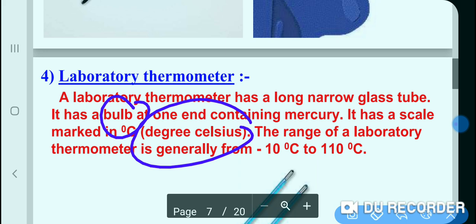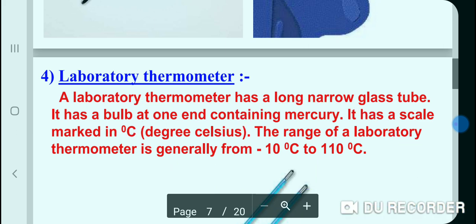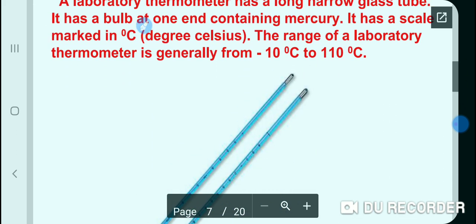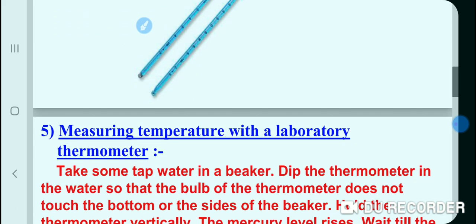The range of a laboratory thermometer is generally minus 10 degrees Celsius to 110 degrees Celsius. That means it can measure the temperature of an object which is as low as minus 10 degrees Celsius, and it can also measure the temperature of any object up to a maximum of 110 degrees Celsius. The range is very long, minus 10 degrees Celsius to 110 degrees Celsius.